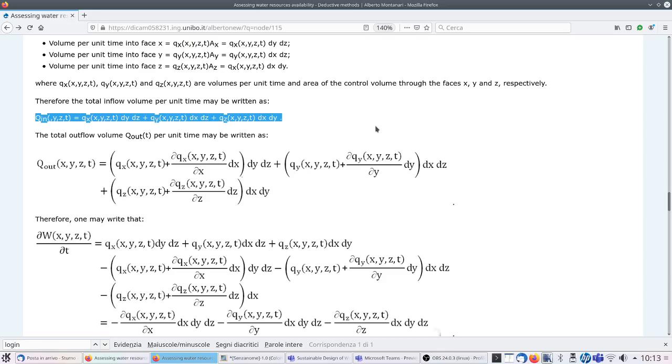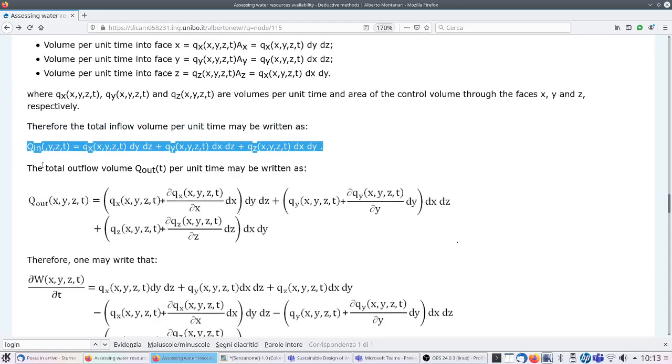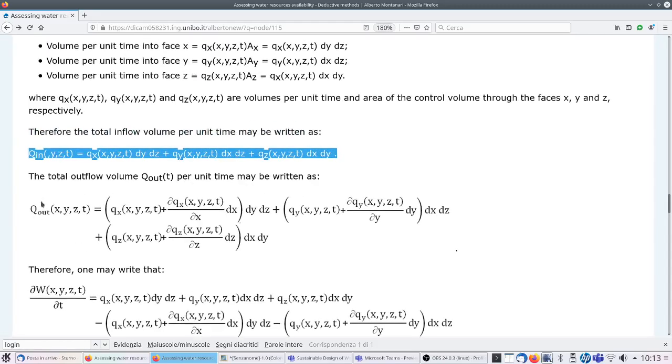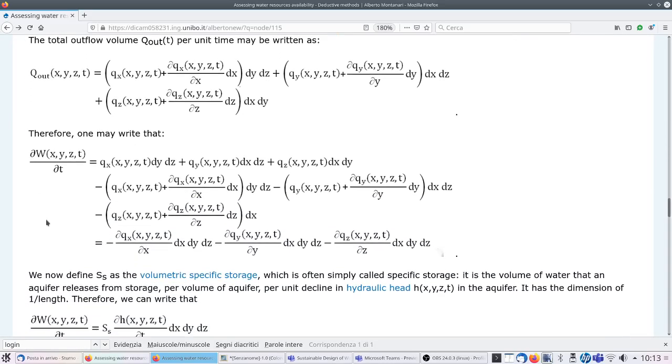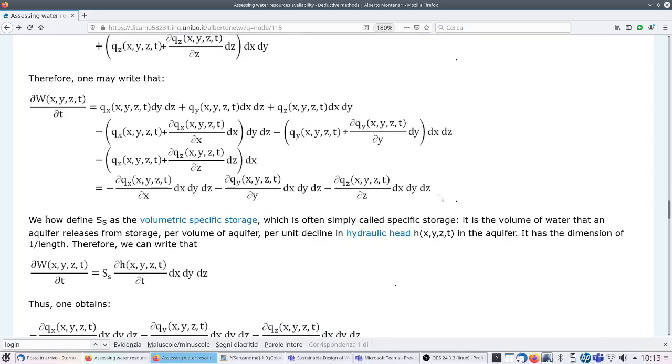So in the web page you can see the expression for the inflow, which is just given by the sum of the flow in the three directions of space. Here, now it's selected, this is inflow, and then there is outflow, which is the equation that we previously derived. So if we substitute in the above equation, we obtain the equation that you can see.